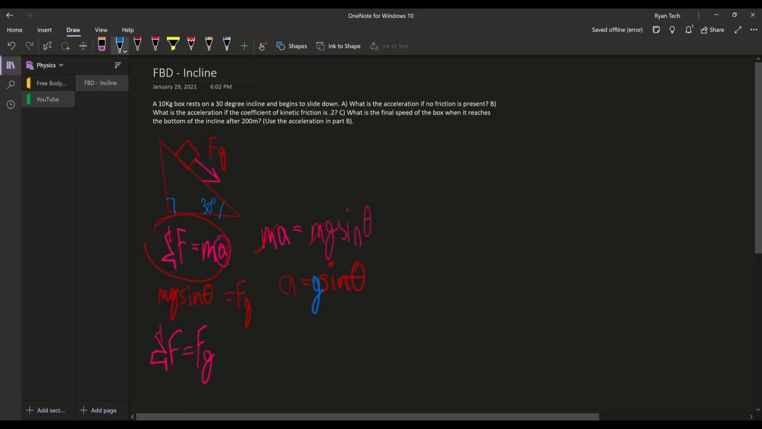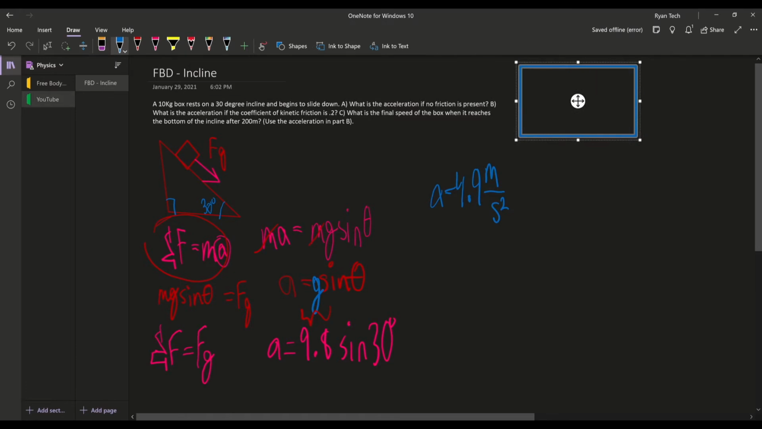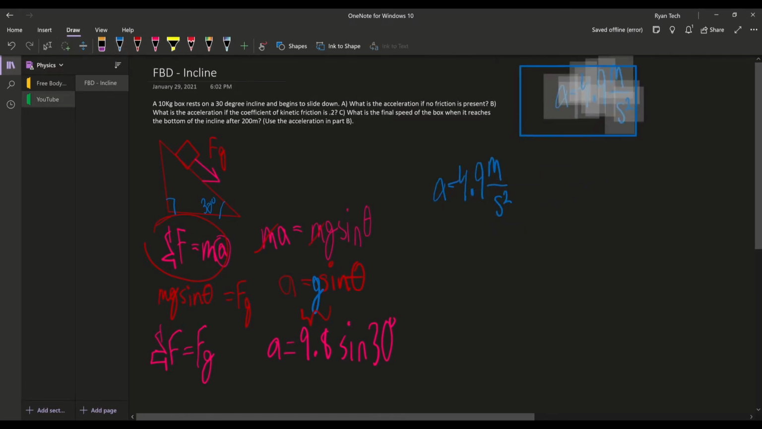Sine of 30 degrees is 0.5, and g, which is the gravitational acceleration, is equal to, and you kind of have to memorize this, 9.8. So 9.8 times sine of 30 degrees is simply 9.8 times 1/2, and 1/2 times 9.8 is 4.9. So our final answer is a is equal to 4.9 meters per second squared. That's our answer for part A, so let's put that in the corner, and that is indeed correct.